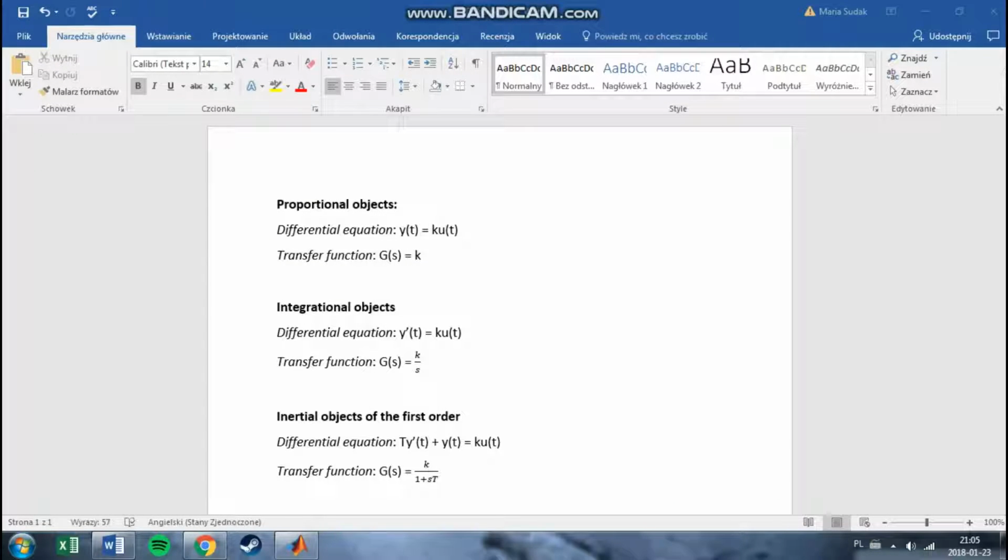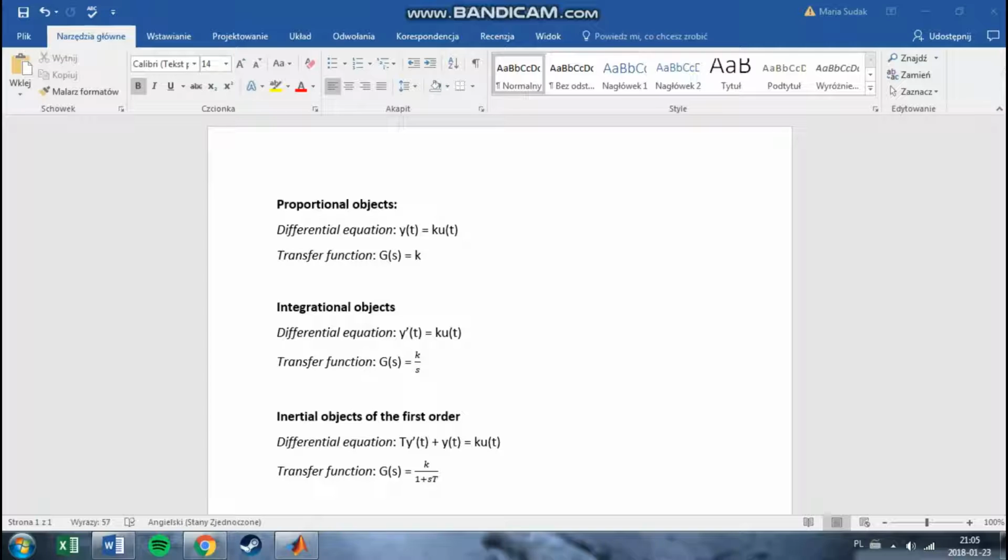Hi, my name is Maria and today I will show you how to obtain state space description in Matlab, which is quite useful if you want to check if your result is correct. So let's start by looking at some dynamic objects.